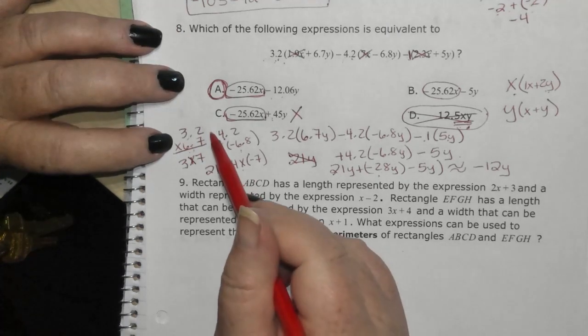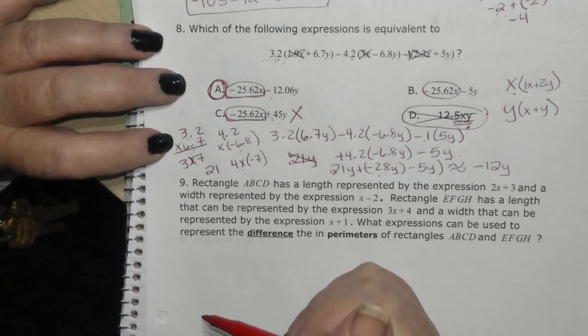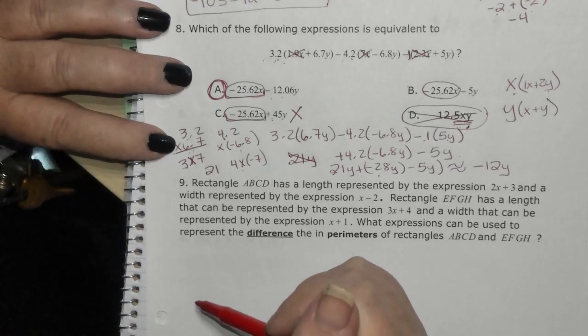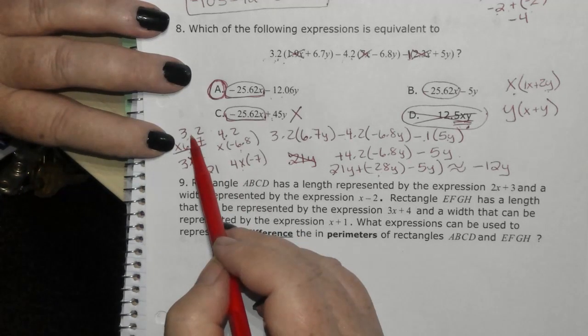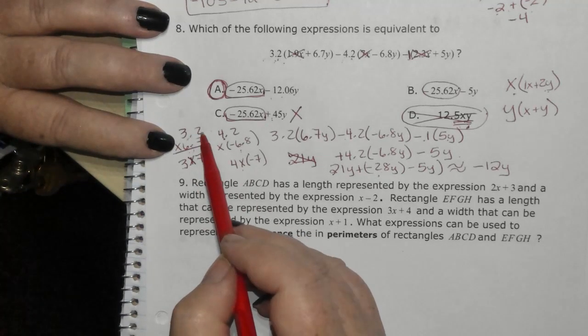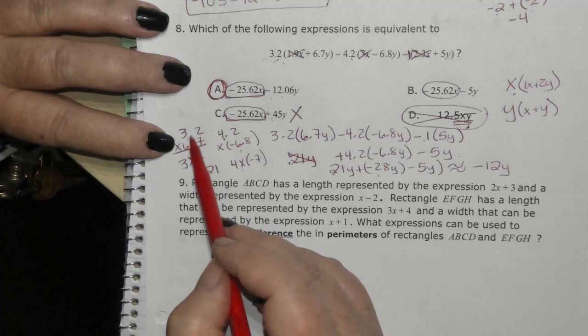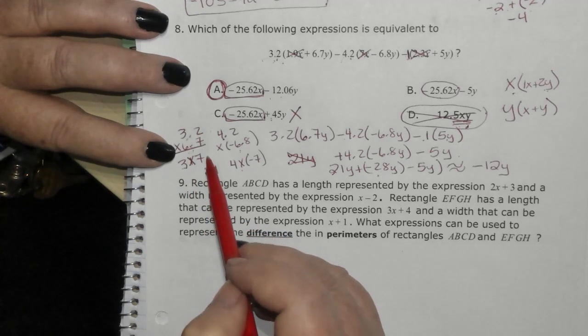I went ahead and rounded and estimated because I didn't have my calculator out. I can't say I don't remember how to use my calculator, I just don't remember. Estimate. 3.2. Remember when you round? If this is less than 5, you stay at a 3. If this is more than 5, you go up. So 2 is less than 5, so I stayed 3. 6.7, 7 is more than 5, so I went up to 7.